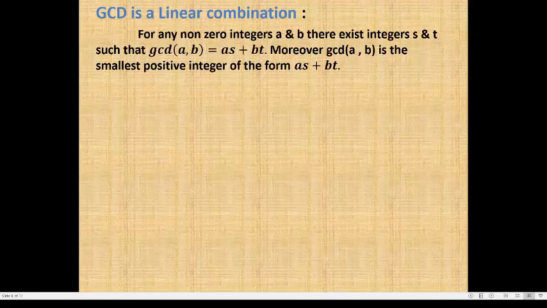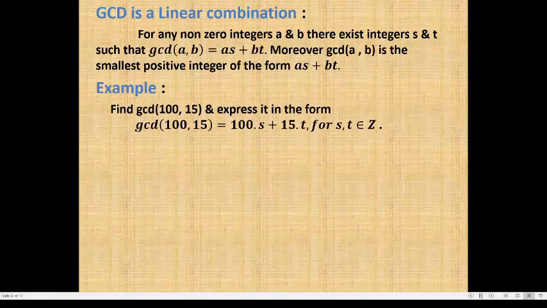GCD as a linear combination. Statement: for any two non-zero integers a and b, there exist integers s and t such that GCD of a and b is equal to a s plus b t. Moreover, GCD of a and b is the smallest positive integer of the form A into S plus B into T.